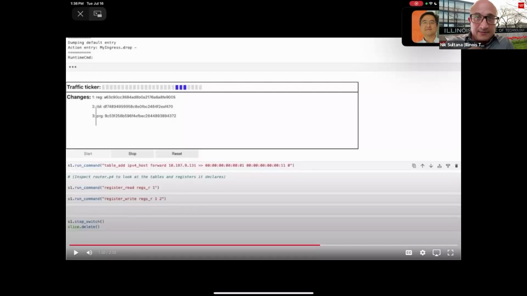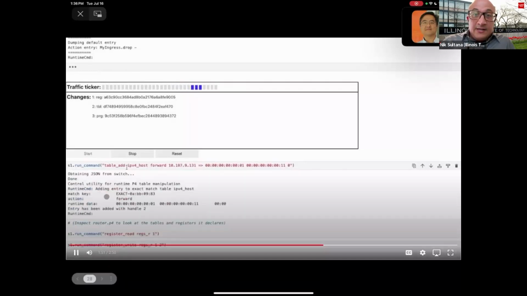So registers, tables, and programs as before. Now, what I'm going to do next is make some changes on the switch, and we'll see these changes being reflected. So I'm going to add a table entry. The exact value doesn't really matter. We'll just see the change come up. And then later on, I'm going to change a register.